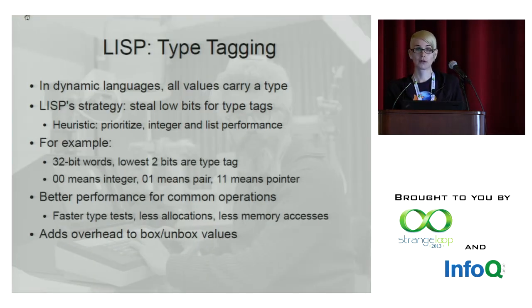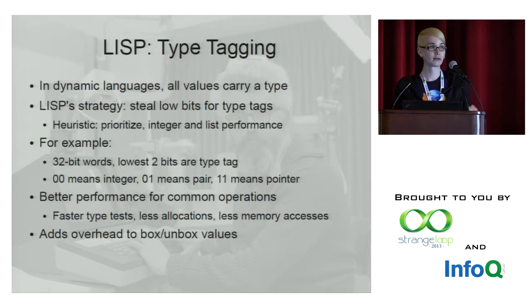So one of the earliest strategies that was found to optimize dynamic languages was called type tagging. This is basically a heuristic compromise. We're saying we're going to prioritize common operations like integer and list operations. We're going to assume that most of the operations that we do in a language are going to be on integers and lists. So, for example, if we have 32-bit words, we're going to steal the lowest 2 bits to be a type tag.